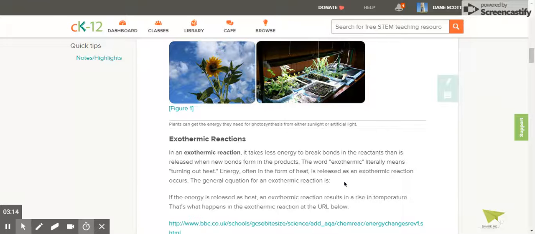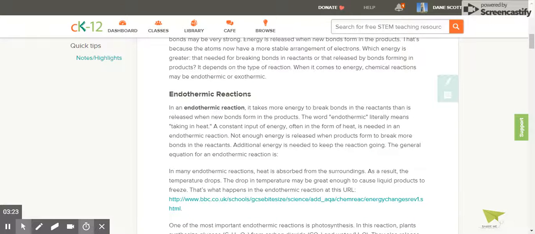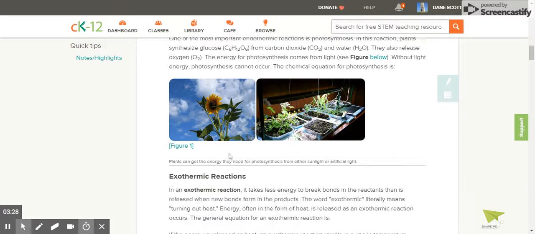So if we're looking at exothermic versus endothermic reactions, exothermic will feel warm or hot. Endothermic will feel cooler or cold. So this is kind of like an ice pack. This would be like a hot hand or a hand warmer.